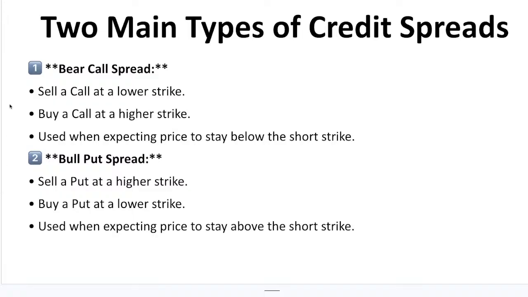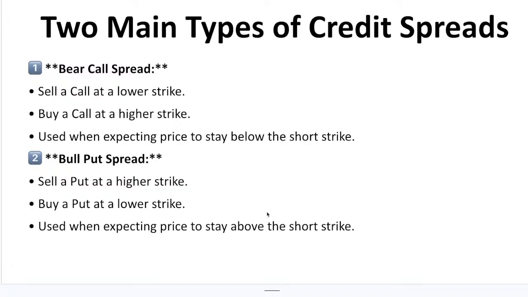So how do you construct this? You sell a call at a lower strike and buy a call at a higher strike, so slightly higher. That protects your upside, it protects you from any surge in upside movement. Because you sell a call, you want the price to go down. So the bought call protects against the surge in the upward movement of the price. Use it when expecting the price to stay below the short strike, so you want to collect the full premium.